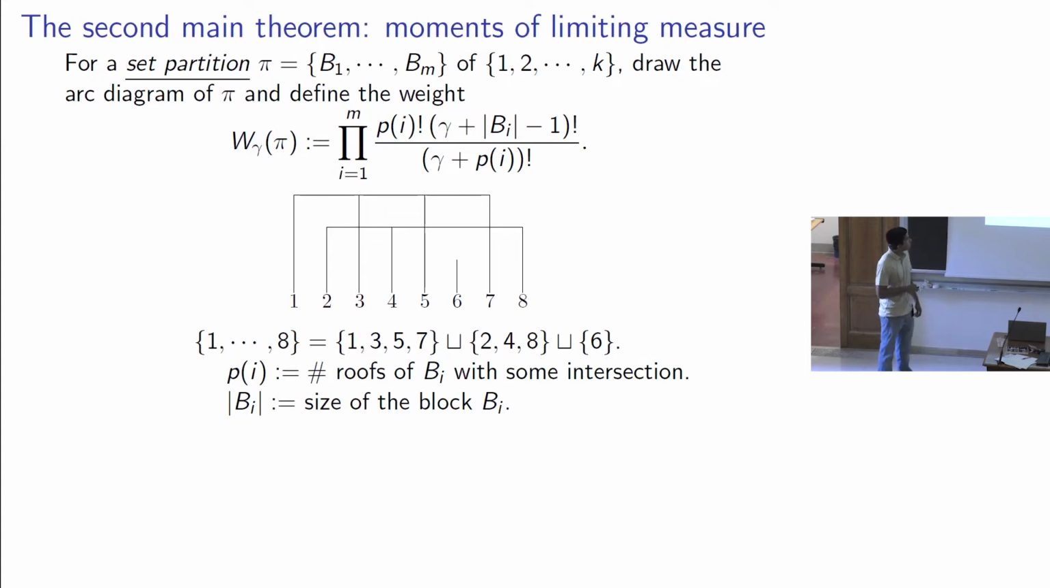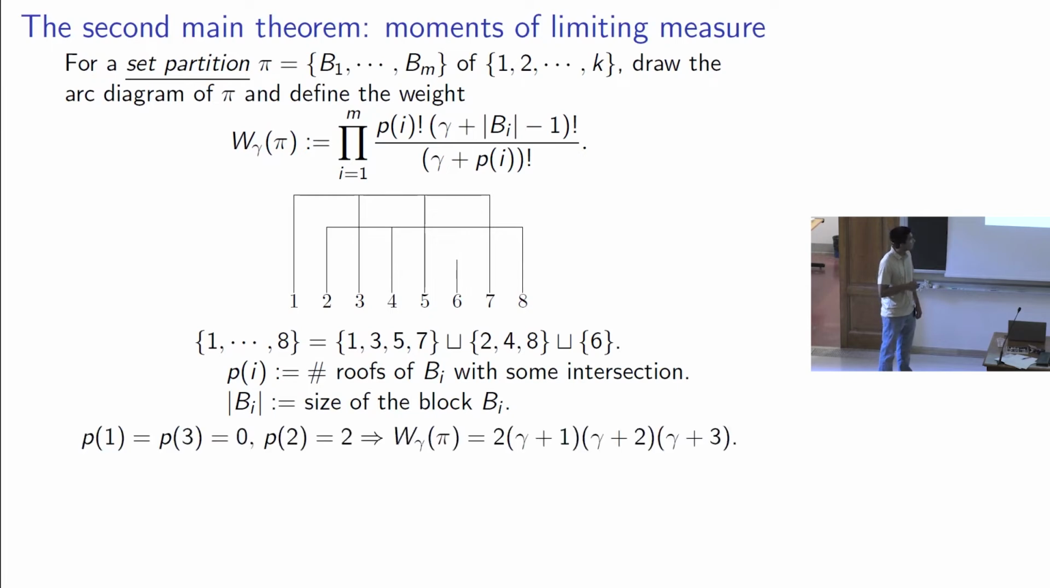Now, P1 will be what? The number of roofs with some intersections. So this has no intersections, right? So P1 should be 0. P2, okay, so there are 2 roofs, and each of them has at least 1 intersection. So P2 has to be 2. P3, okay, there's no roof, so P3 is 0.